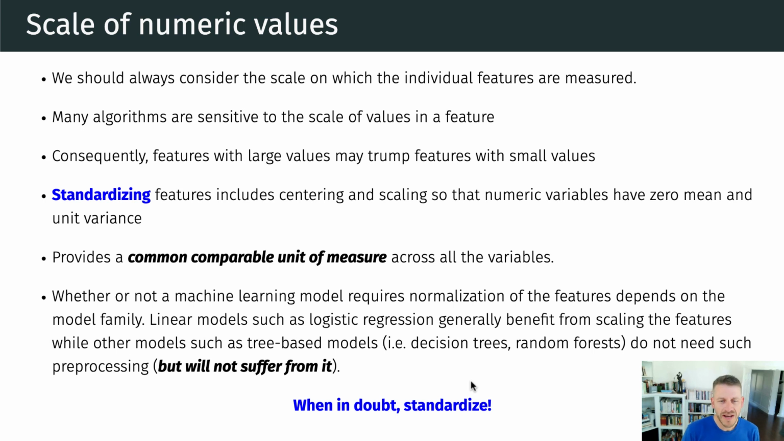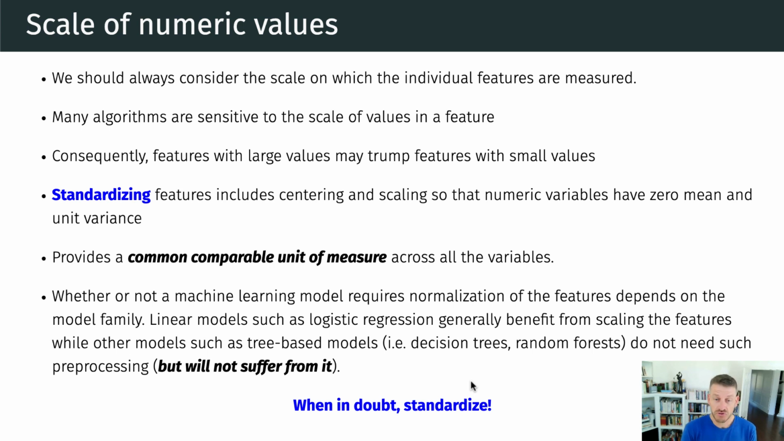So whether or not we need to do this normalization process depends on what model we're actually going to be using. For example, linear regression models, logistic regression, regularized regression, which we're going to be talking about in the coming weeks, and also certain algorithms such as k-nearest neighbor or neural networks, these all benefit from making sure our features are on the same scale.